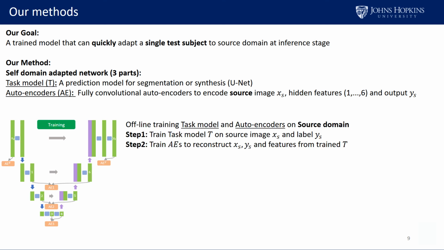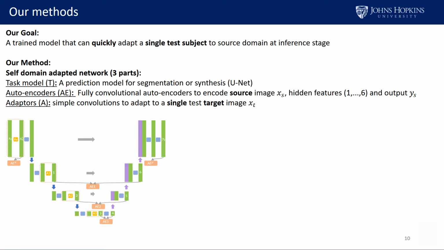For the training, we have this offline training of the task model and autoencoders on source domain images. We first train this task model T on source image XS and the label YS using any conventional deep learning training methods. And then we freeze the task model T and train this autoencoder to reconstruct this XS, YS, and features from this trained task model. After that, we introduce our adapters. These adapters are simple convolutions to adapt to a single test target image XT.